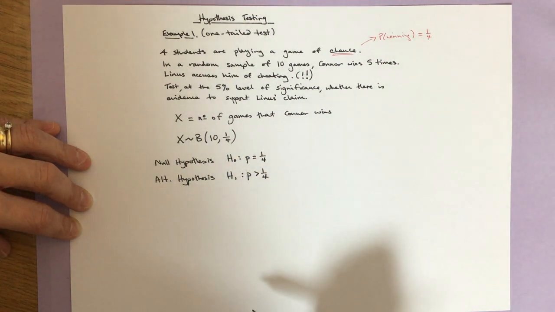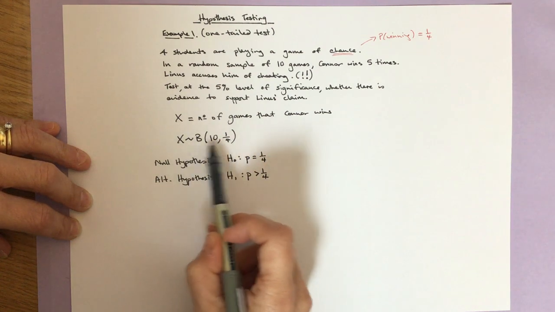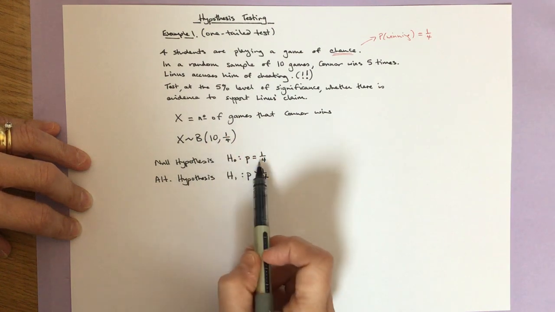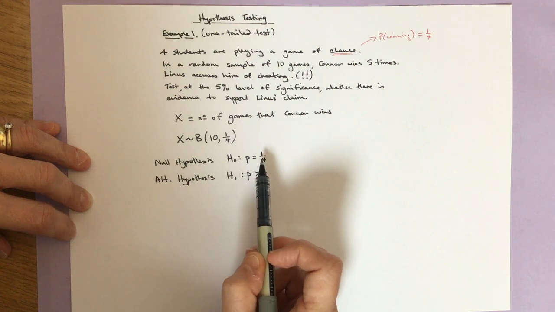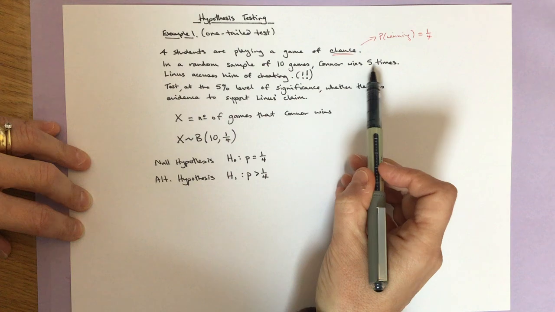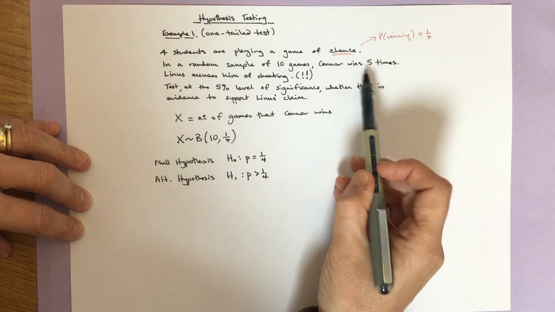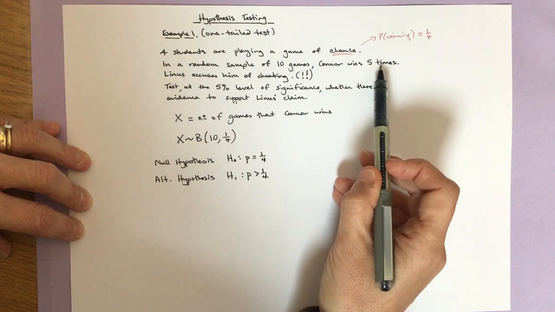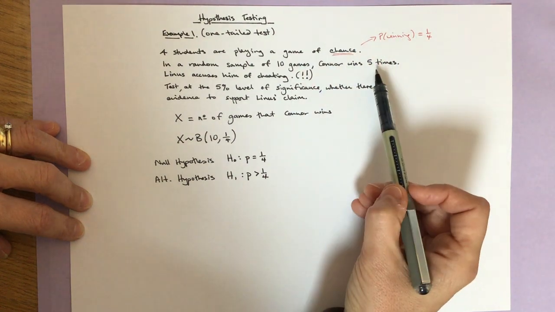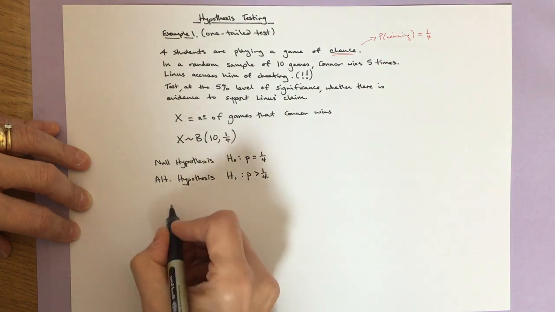Okay. So what we're doing, we assume that H0 is true, so we assume that it's binomially distributed, probability is a quarter, and we have a look at what would the probability have been of Connor winning 5 or more, so at least 5 times, so not just 5, we want to do greater than or equal to 5. So what's the probability actually, just by chance, of Connor winning 5 or more times anyway? So that's what we're going to do.